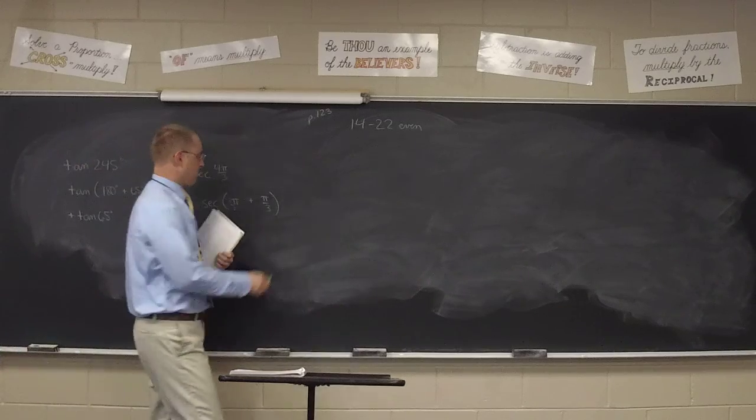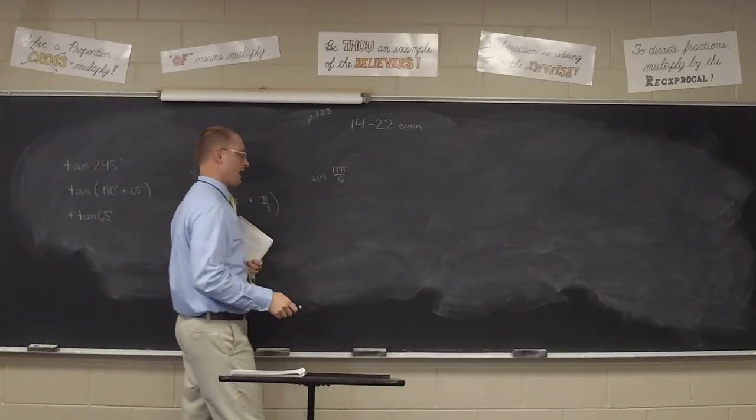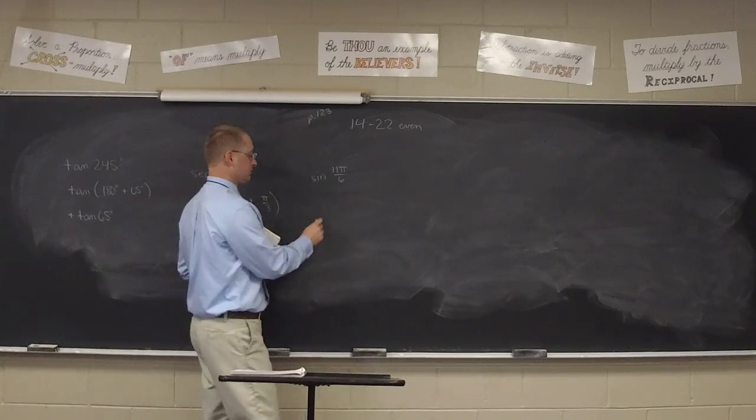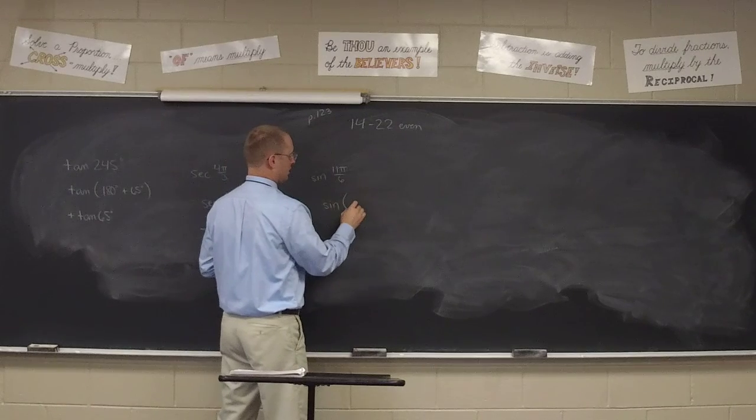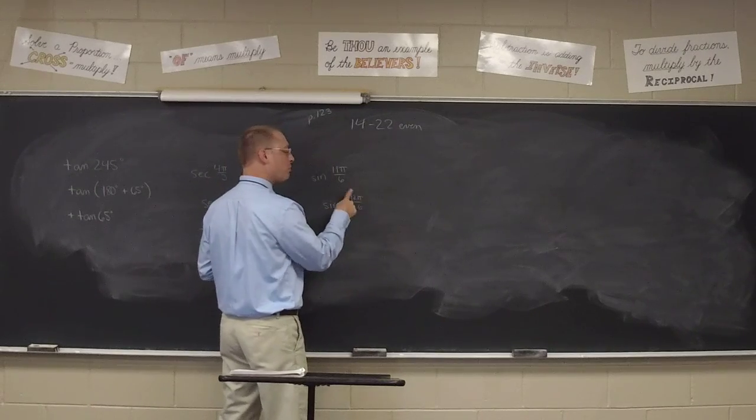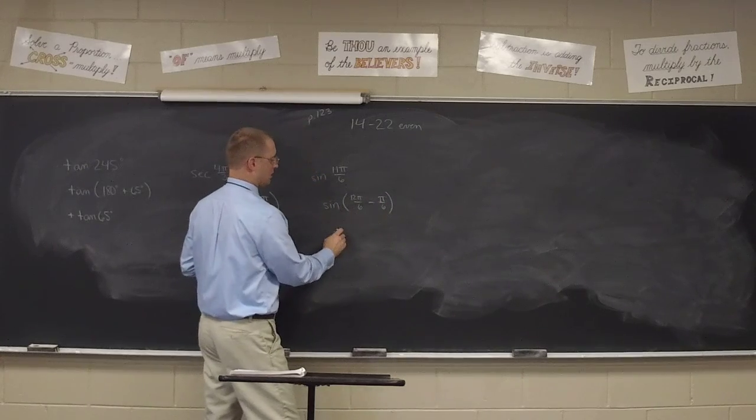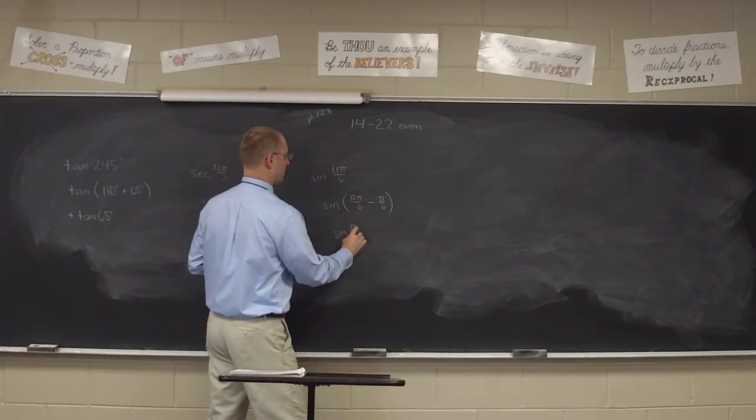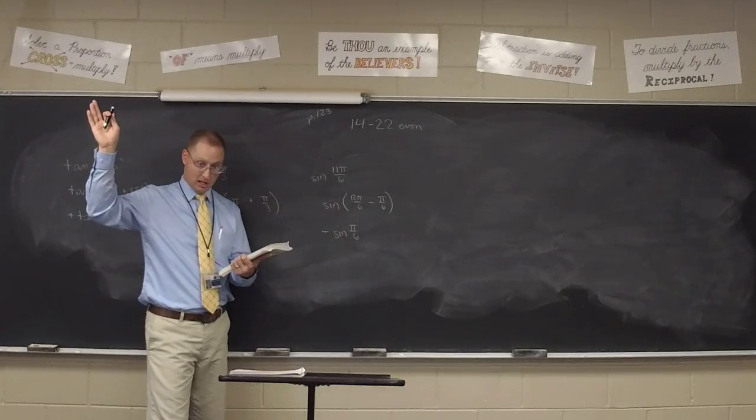On number 18, we have the sine of 11 pi over 6. Ethan, how have we got to rewrite that? We have to rewrite that as 2 pi, or 12 pi over 6, minus pi over 6. Good. So this becomes sine pi over 6, and it becomes a negative. How many have that for number 18?